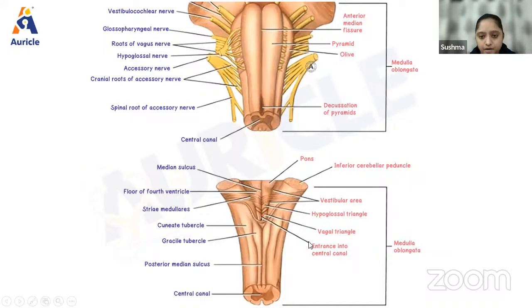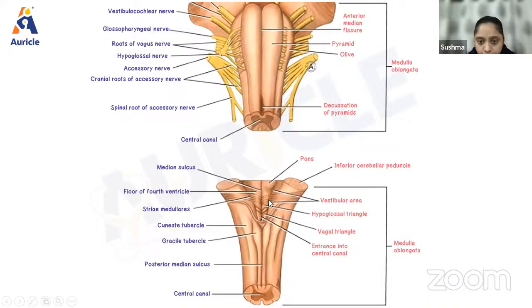Now look at the upper part. Look at the upper part. Now, the immediate medial structure to this median sulcus is the hypoglossal triangle. Then what separates my hypoglossal triangle from the vestibular area is the striae medullaris. Sorry, I have written it wrong over there. It's not sulcus limitans. Sulcus limitans comes in the pontine area. It is actually the striae medullaris that separates the hypoglossal area from the vestibular area. I'm really sorry. Apologies for that.